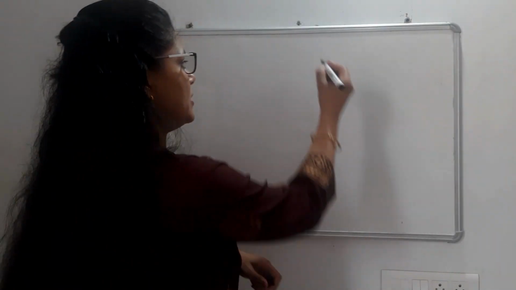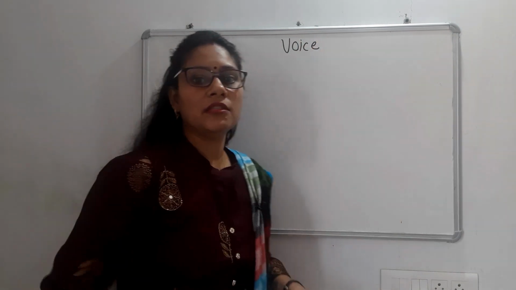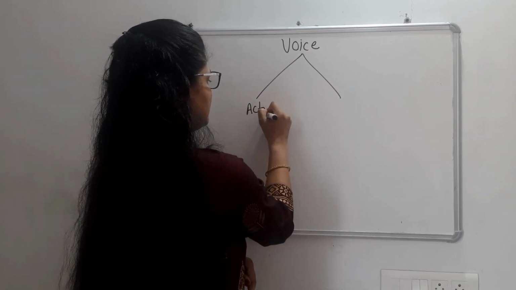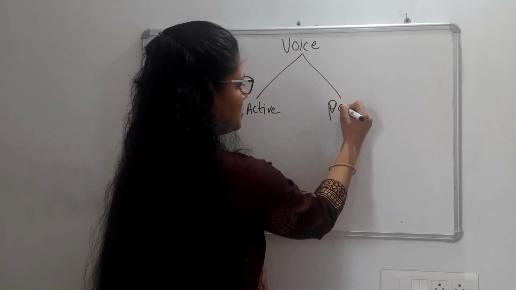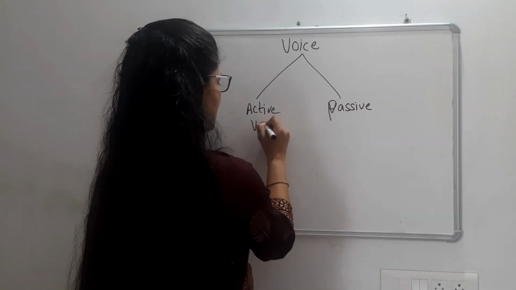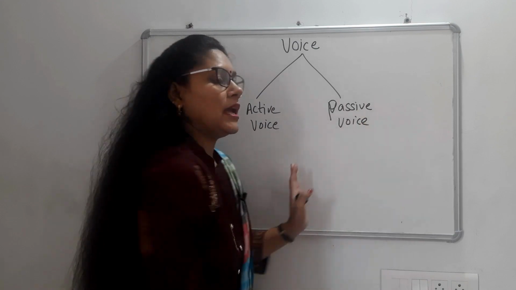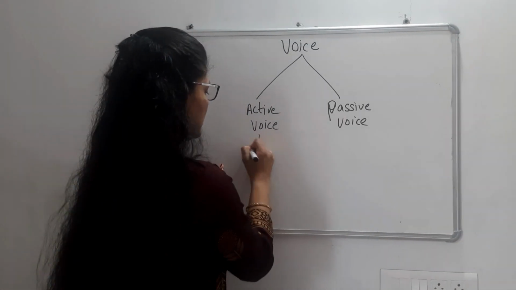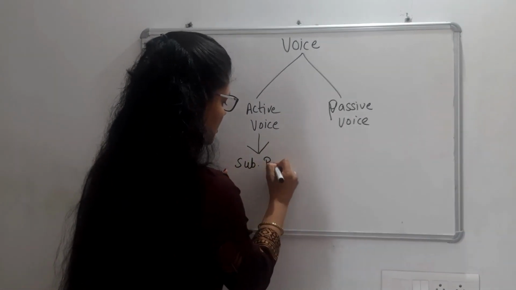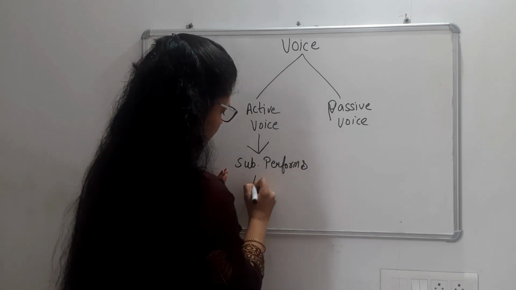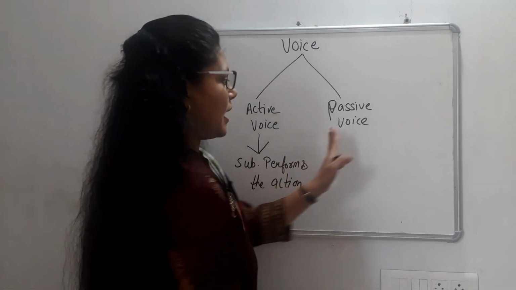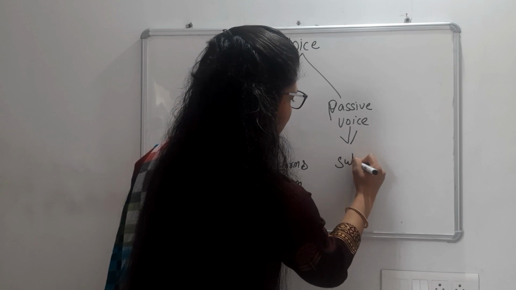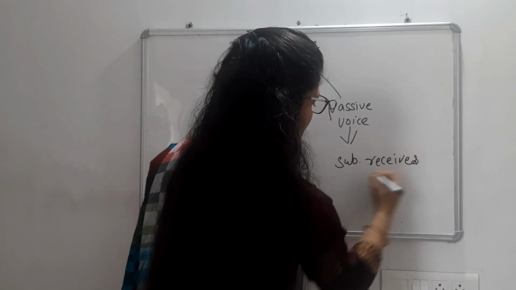Now see here, voice. As we know, voice is of two types, active voice and passive voice. As I told you, in active voice, the subject performs the action. And in passive voice, the subject receives the action.